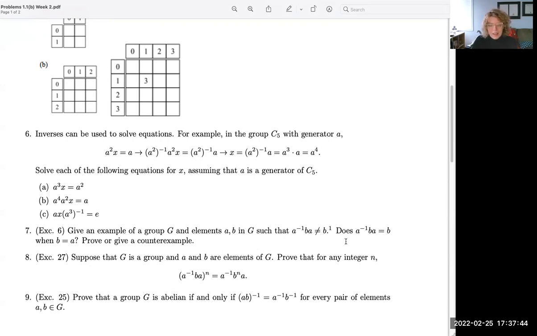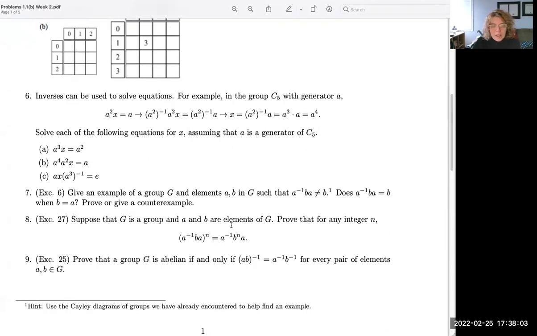Okay. And then the second question, does this equality hold when B is equal to A? Well, I just said that if they commute, then this is equal. So if B is equal to A, then they definitely commute.